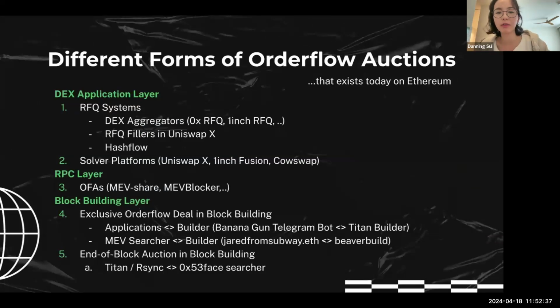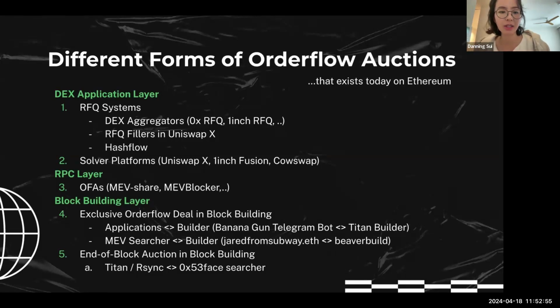So, to summarize, the overview of the items I want to talk about today is that there are different forms of order flow auctions happening today, after we see all this order flow type and MEV value, and they happen in different layers of this infra.